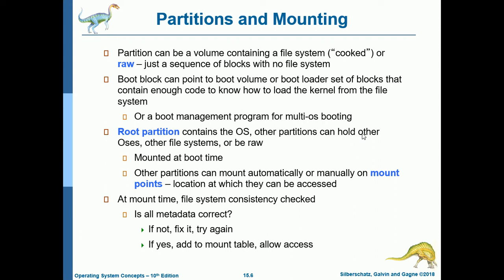Next we have the root partition. It contains the OS. Other partitions can hold other OSs, other file systems, or be raw. The root partition is mounted at boot time because of course it is where the operating system resides. Other partitions can mount automatically or manually on mount points, locations at which they can be accessed. Actually, for example in Windows, and I think in other operating systems such as Linux and Mac OS, most of the hard disk drives that are already installed or set up in the computer are automatically mounted.